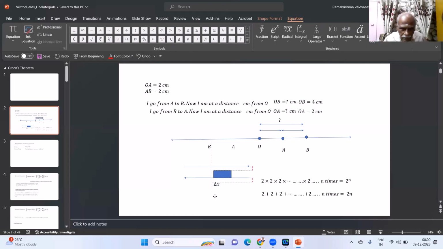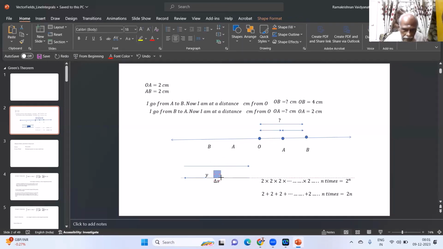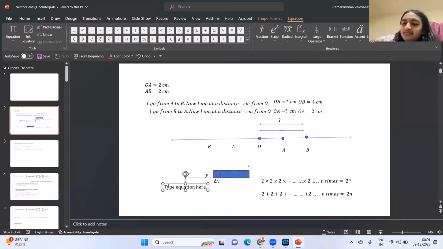And then what is the area? I will take this as y. What is the area here? Area is y delta x. Now, suppose what is the total area here? Y into 4 times delta x. We are integrating. We are finding out the area by integrating it.